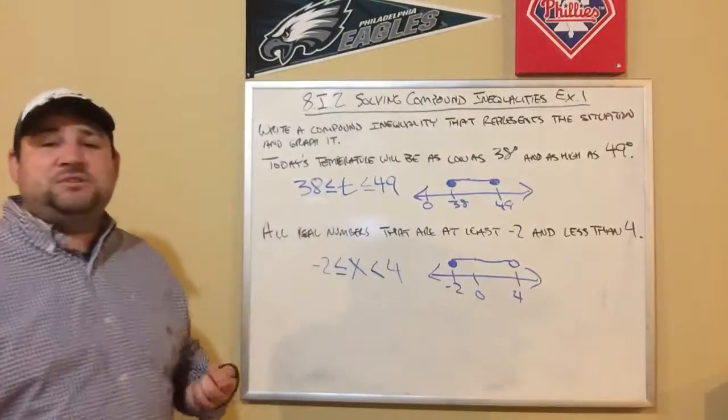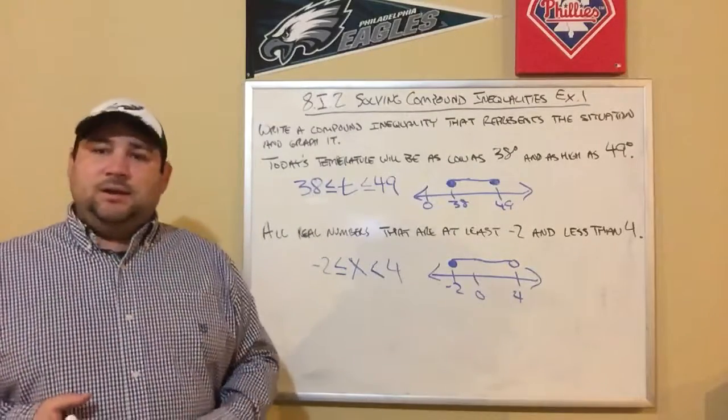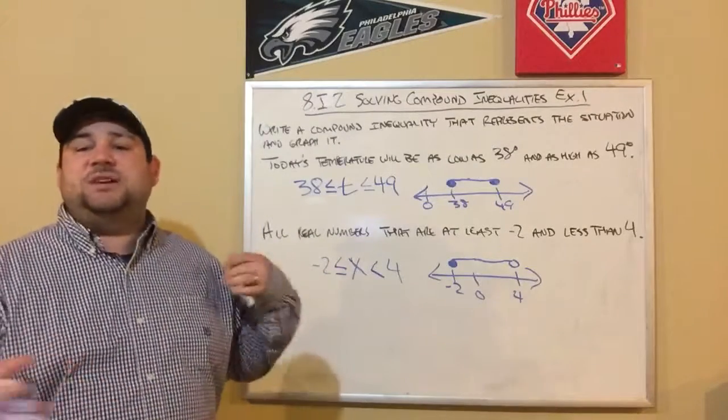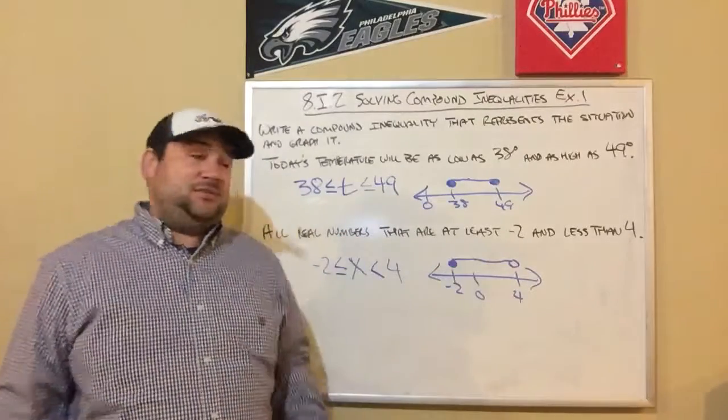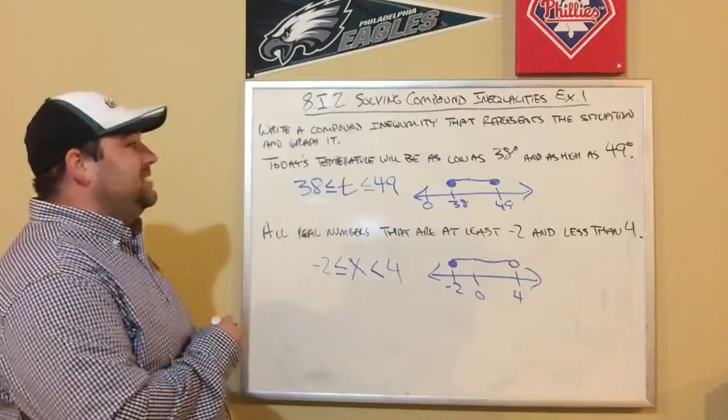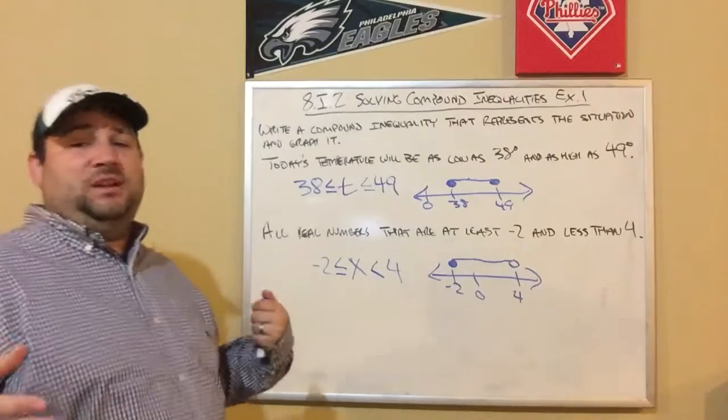Because all real numbers, by the way, means like 1, 1.3, 1.3765544. So that's just saying everything in between -2 and 4. All right, so that's example 1. I got one more with inequalities that we're going to solve.